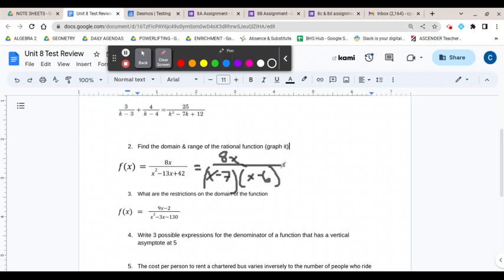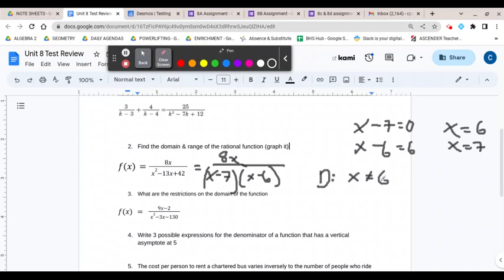If we set the denominator equal to 0, x minus 7 equal to 0, x minus 6 equal to 0, we know that x equal to 6 and x equal to 7 would be our vertical asymptotes, because x cannot equal 7 or 6. It'll make the denominator equal to 0. So the domain is x not equal to 6 and x not equal to 7. Otherwise, it's all real numbers.